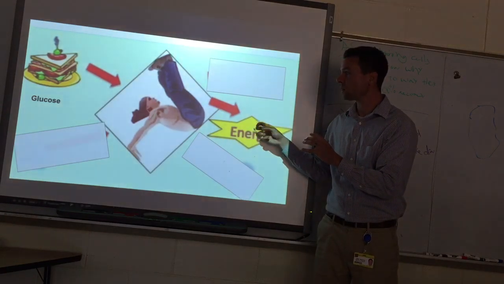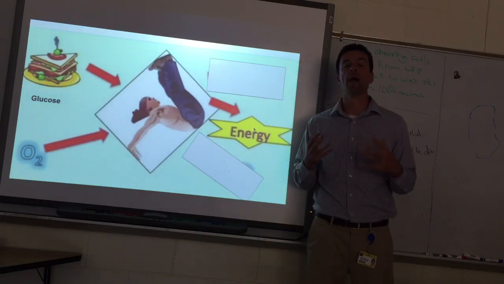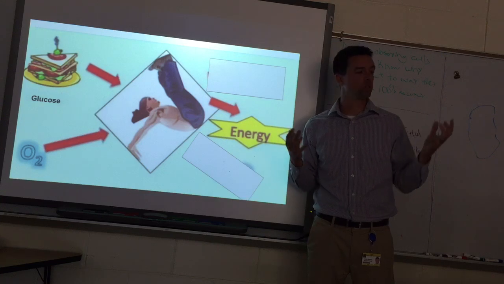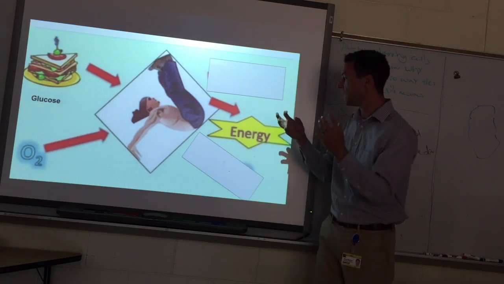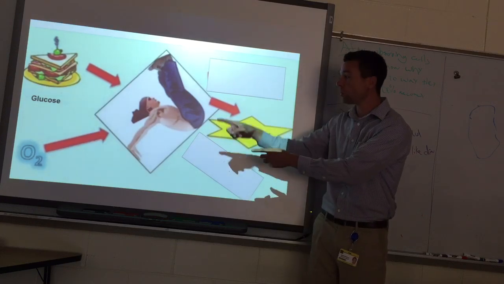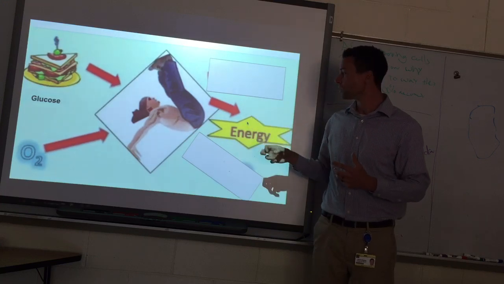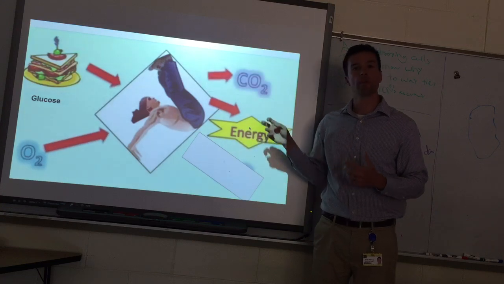So the second thing you also need is O2, or just oxygen. Those are the two magic ingredients in our bodies, glucose and oxygen, that come together and give us the energy. But you probably notice there are two other boxes. Along with energy, it also creates two other things that we don't necessarily need at all times. The first is carbon dioxide.